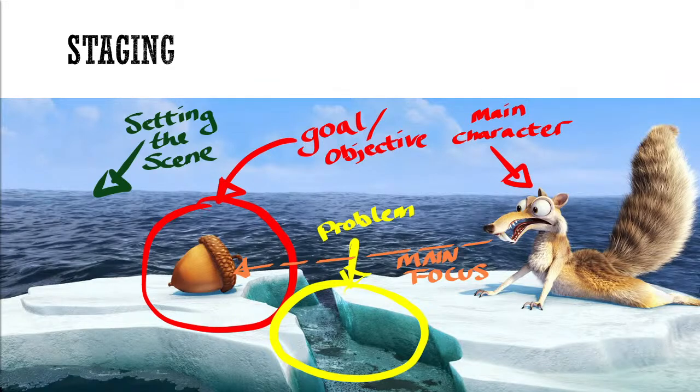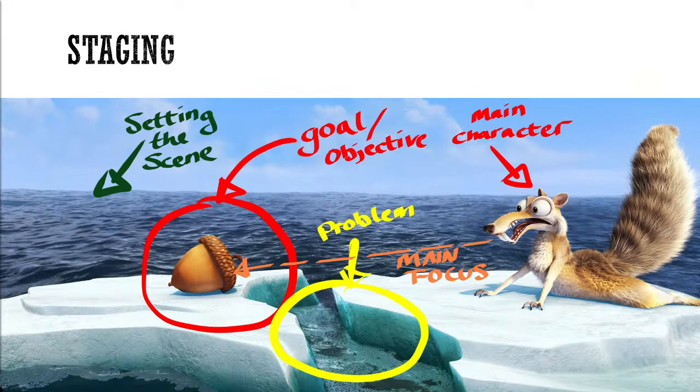We know that Scrat is our main character because he is the character on the screen. We know that his focus is on the acorn because he is looking directly at it. We know that this is an emotional thing for him because of his body language and posing. And we know the problem is scaring him because we see that there is a gulf between him and the acorn. So this is good staging because it gives you the entire sense of the conflict and the story of the scene. It's a very simple story, but that's the point.